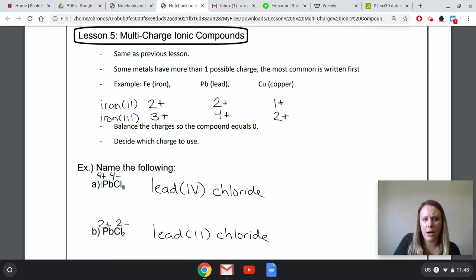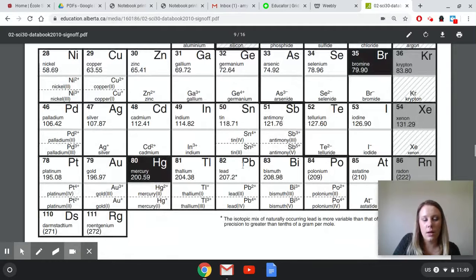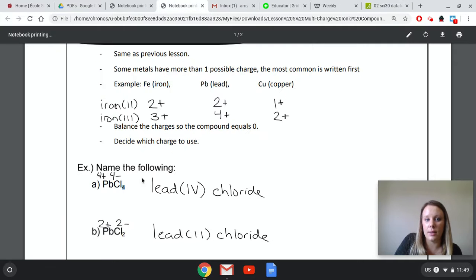Then I said, how many leads do I have? There's a secret 1 behind lead telling me that there's only 1 lead ion in this ionic compound. That 1 lead has to balance the -4 that I have from the chlorides. So if I look at where lead is, atomic number 82, lead has a possibility of being 2+ or 4+. I need to select the lead that will balance with my -4. So I'm choosing 4+ to make a charge of 0.